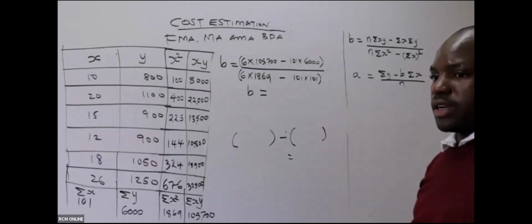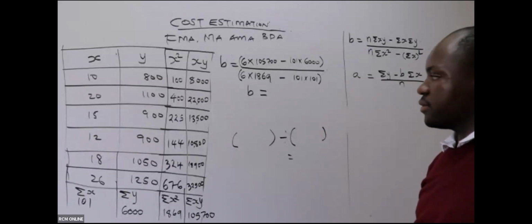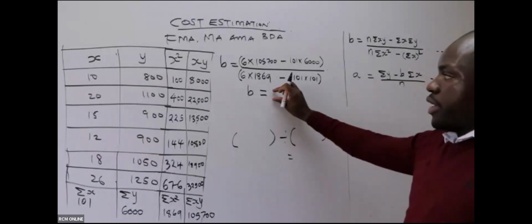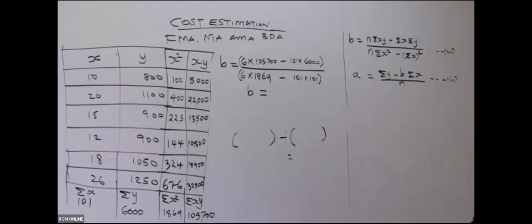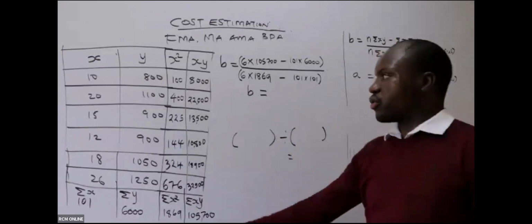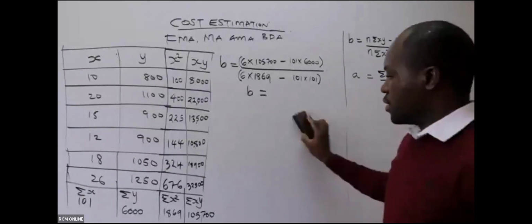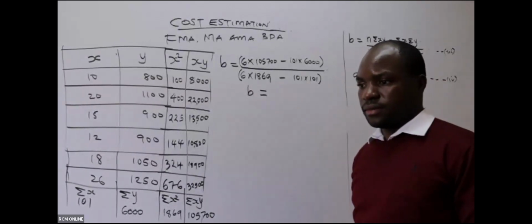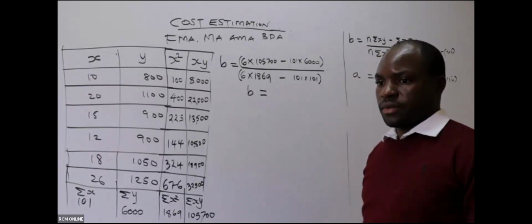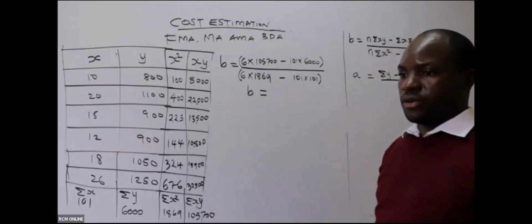If you put that in your calculator to 4 decimal places, what are we getting as the value of b? The slope of the curve, the gradient of the curve, or variable cost per unit. What are you getting as the variable cost per unit?